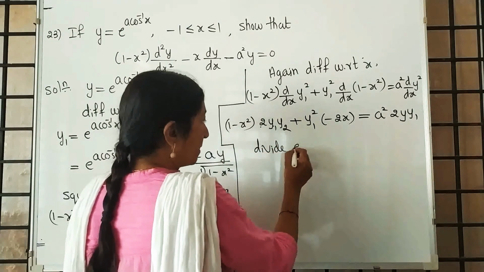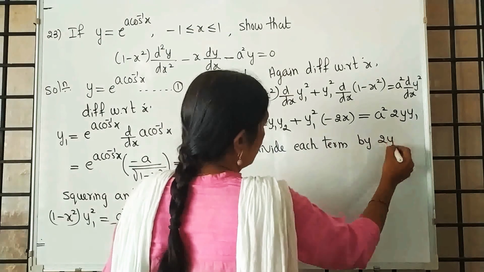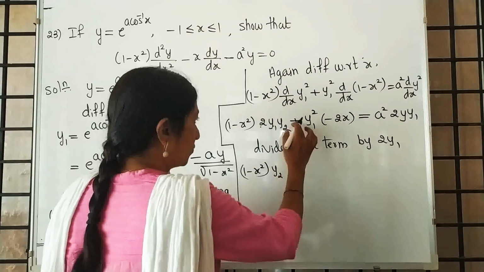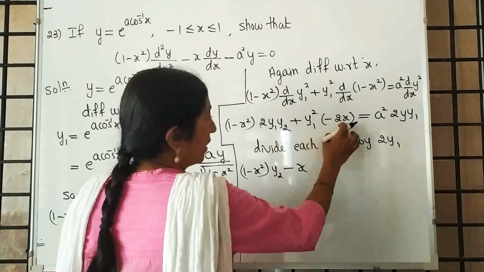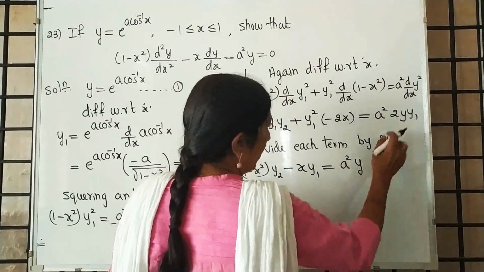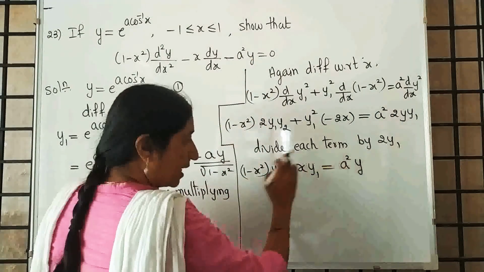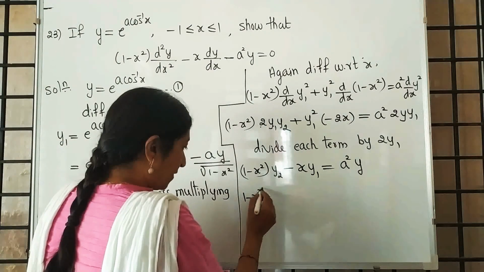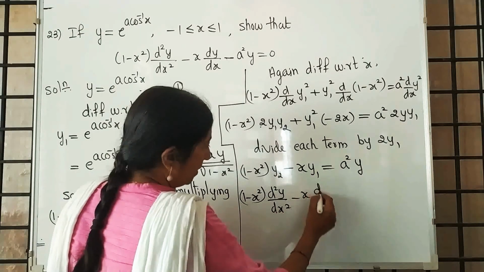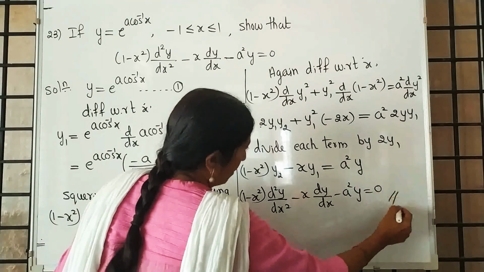Divide each term by 2y1. Here 2y1 gets cancelled. 1 minus x square into y2, plus into minus is minus, x remains as it is, y1 remains as it is, equal to a square into y. 2 and y1 get cancelled. Convert this into the form of dy upon dx and take a square y to the left side. 1 minus x square into d square y upon dx square, minus x into dy upon dx, minus a square y is equal to 0.